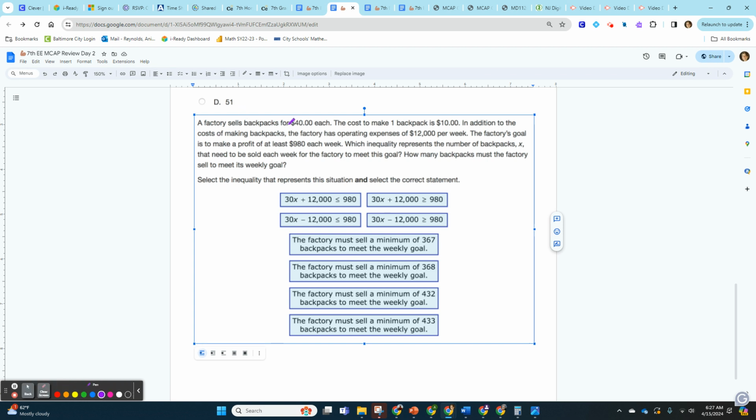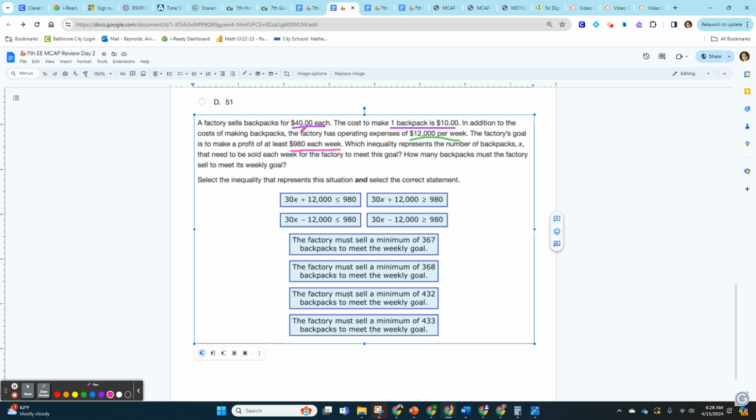So a factory is selling backpacks for $40 each. The cost to make one backpack is $10. So this is my rate, but I'm also going to have to think about this. In addition to the cost of making backpacks, the factory has operating expenses of $12,000 per week. The factory's goal is to make $980 each week. So you can see, I see lots of eaches and pers, so it seems like everything's a rate. But I have some equations down here, so that's going to help. Which inequality represents the number of backpacks that need to be sold to meet this goal? And then what is the actual number they need to sell?